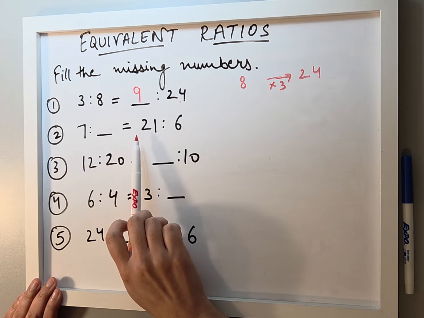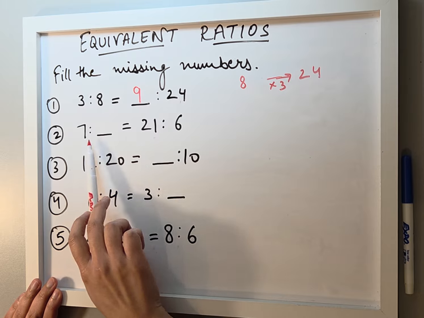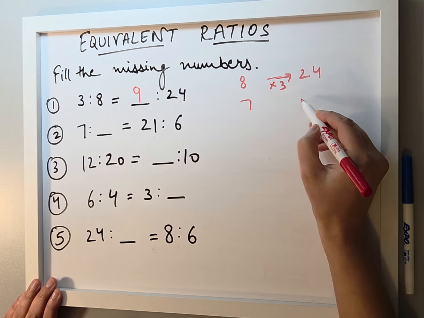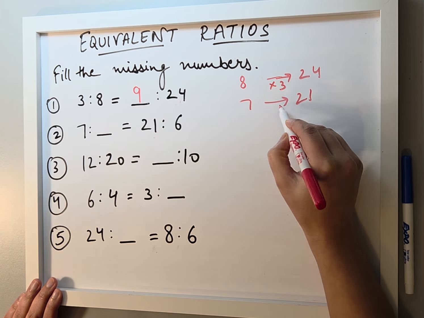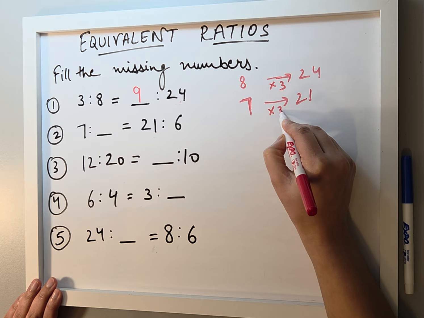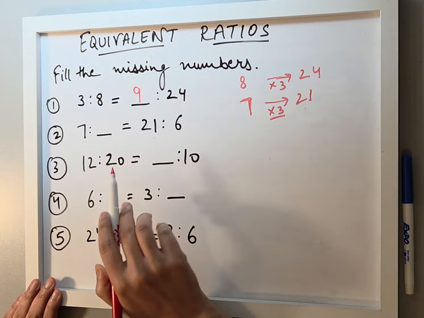Okay, let's look at the second one. So in here, we've been given the first value on both the sides. So 7 and 21. So here again, 7 when multiplied by 3 gives us 21. 7 3s are 21. Okay.